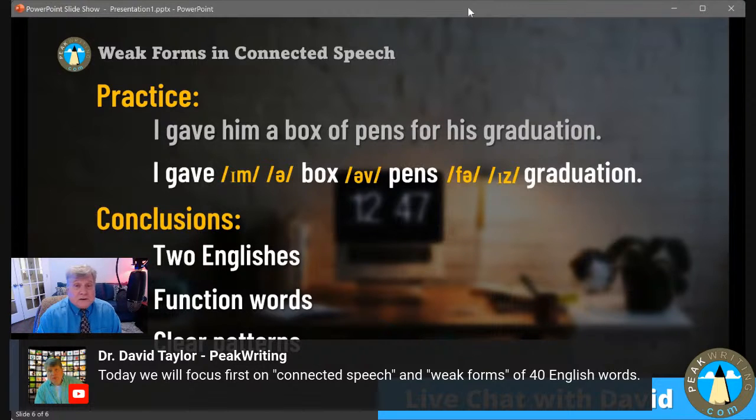More good news is that you will see that there are very clear patterns. And I want to go over the handout that I prepared for you so that we can identify some of these patterns.